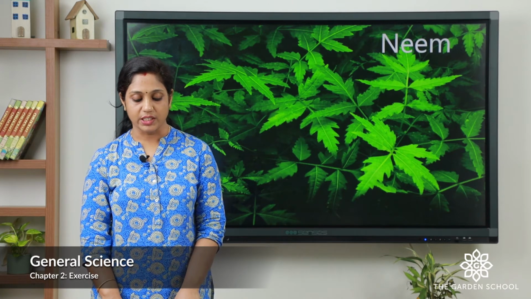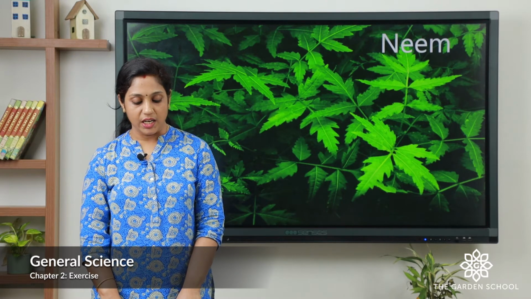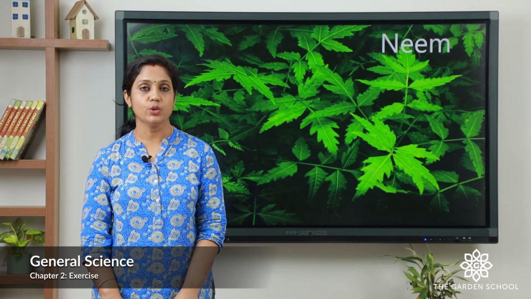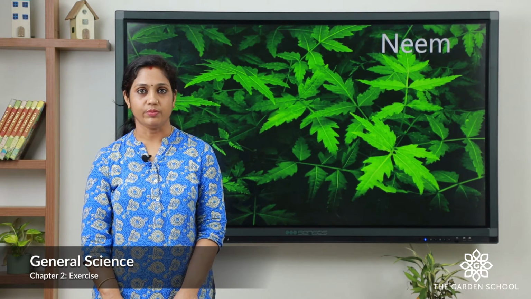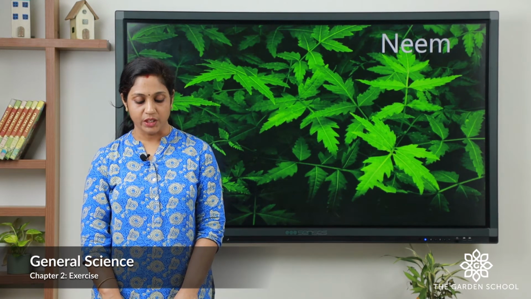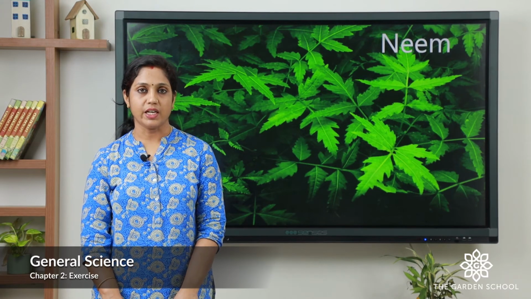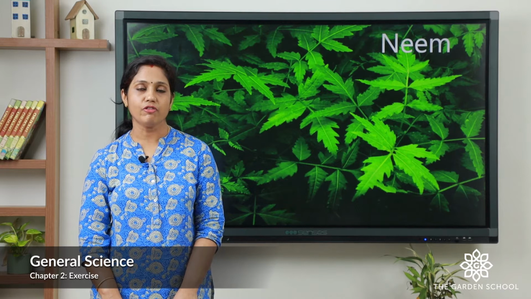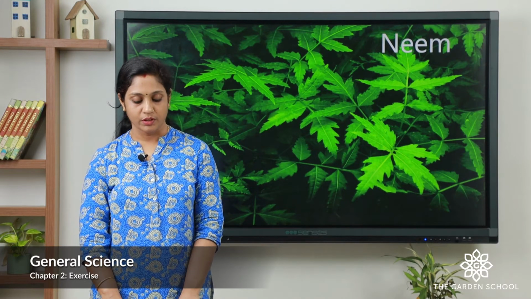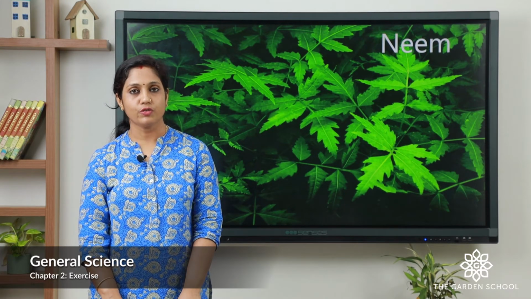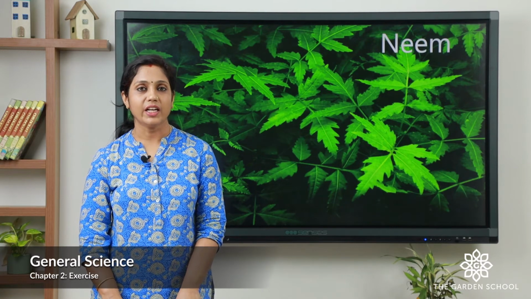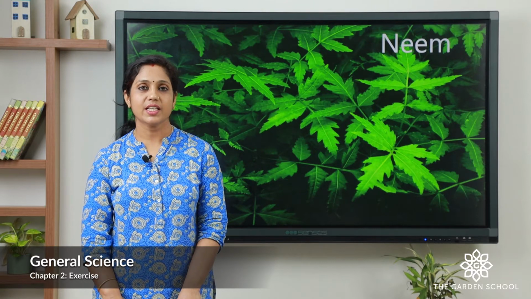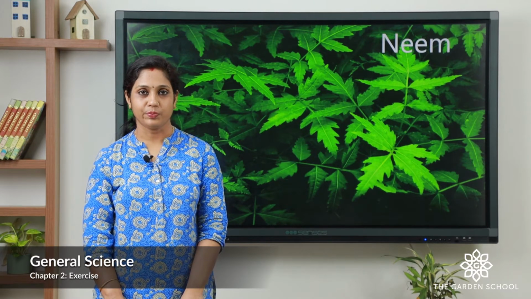Answer the following questions. The first question, list 2 uses of wood. What you find, the uses of wood, write it down there. Second question, name 1 medicinal plant. We have learnt many medicinal plants. You can write the name of any one there. Name a seed used for obtaining oil. Write the name of any one seed. After doing this, take a snap and send it to our WhatsApp.